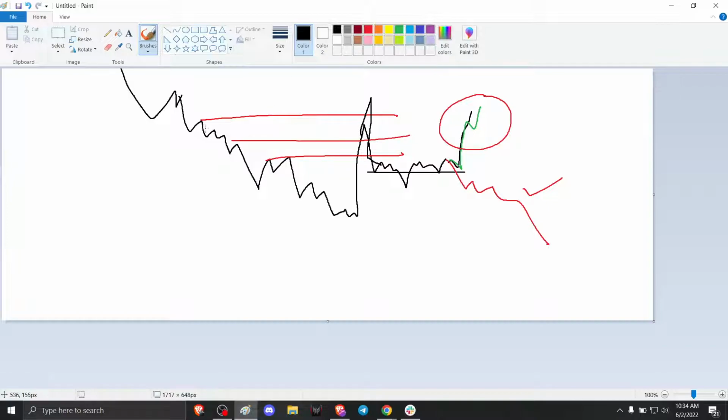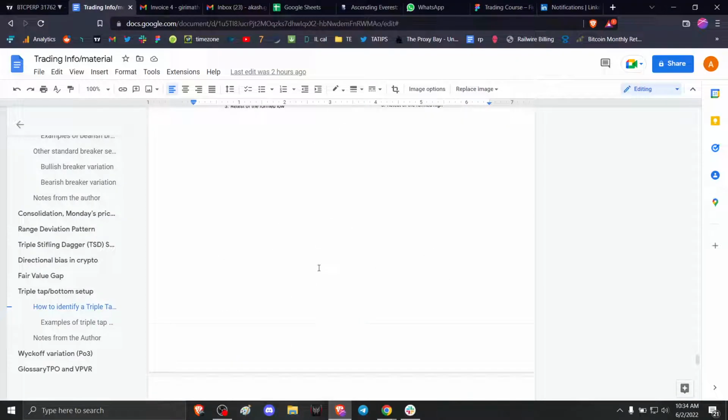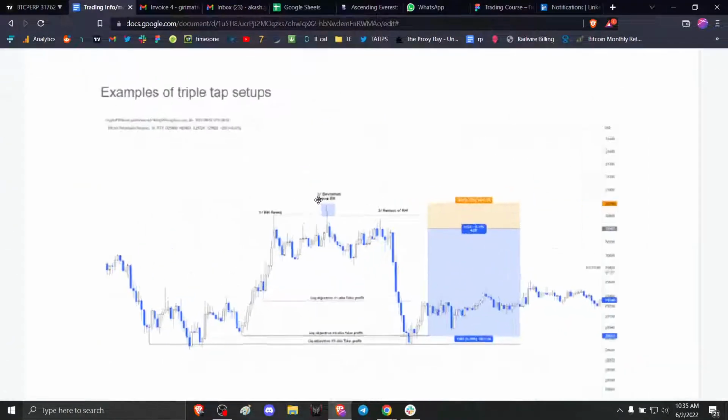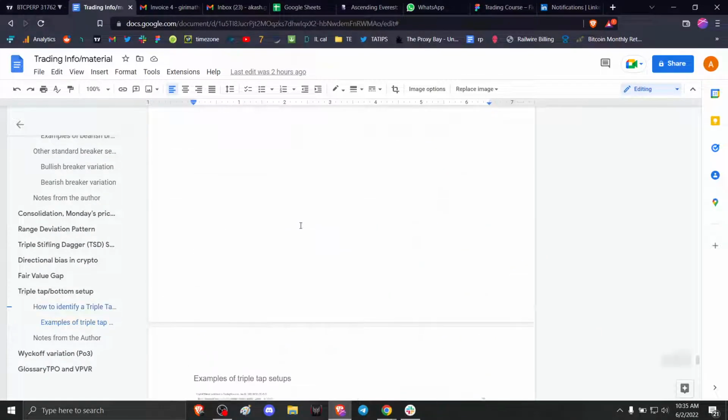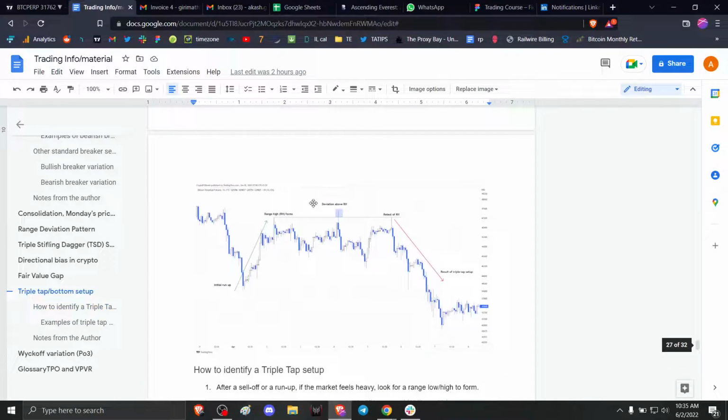So you have to be careful of identifying liquidity, because if there is no liquidity objective to the upside, then there's no point in identifying triple tap setups, right? For example, in this example, let's take a look at it. So wait a second, this is the first, second, and the third example.